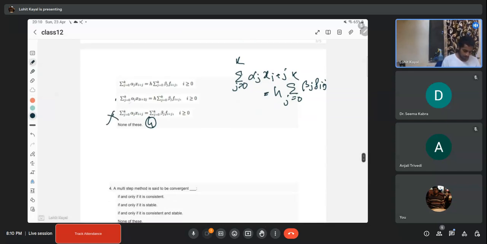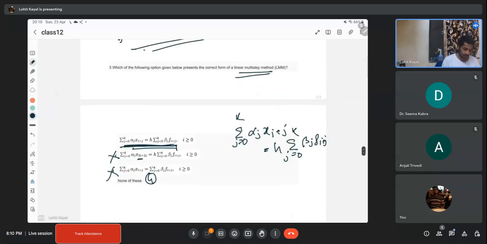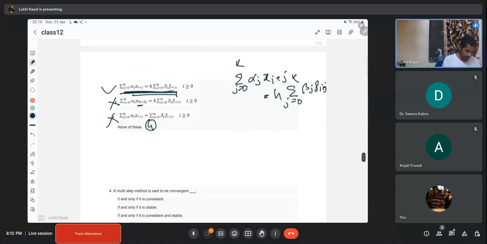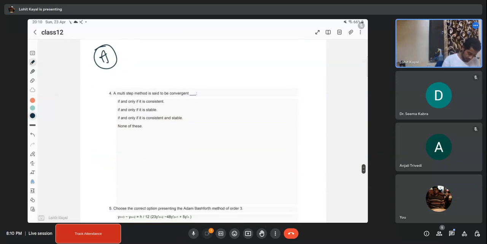Okay. In the second option, it selectively takes some points of x. Okay, 2i plus 2j, that is even points, but that is not true, so this option cannot be true. But here you can see that this is a good definition for LMM. So this is the correct answer. So option A is correct in this question.